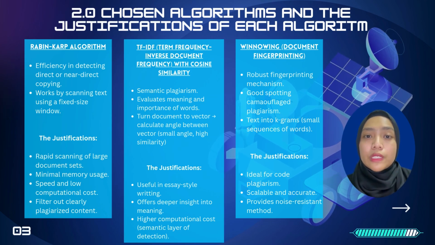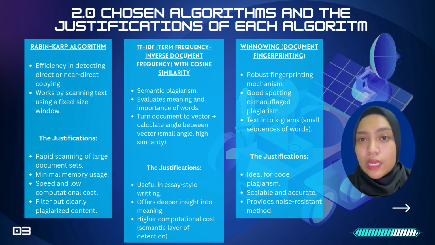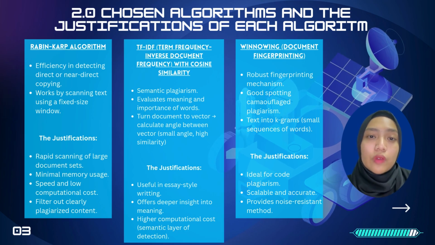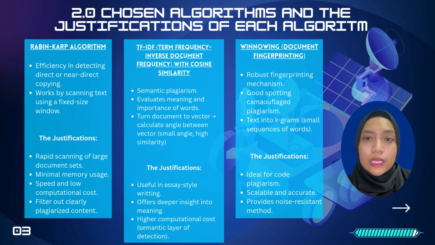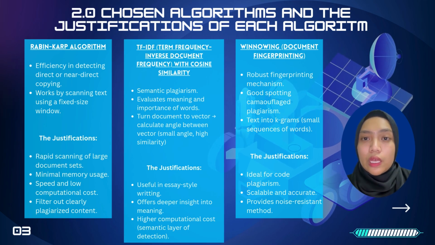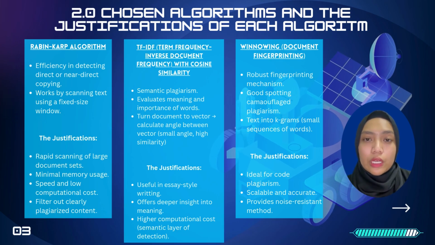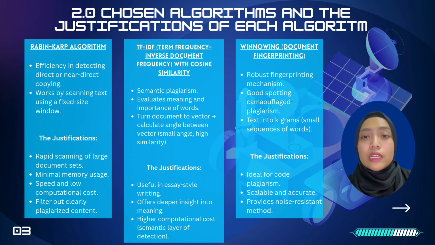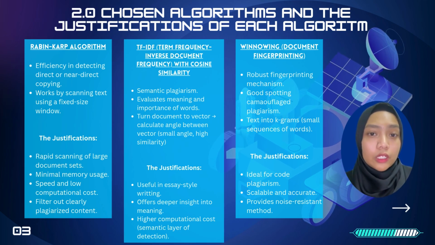Today I will be presenting on a set of 3 carefully selected algorithms used for plagiarism detection in academic settings. In this case study, we aim to address different types of plagiarism, from direct copying to paraphrasing and even camouflage reuse. After thorough evaluation, we chose the following 3 algorithms because they are highly complementary and suitable for a layered detection system. The first one is the Rabin-Karp algorithm.